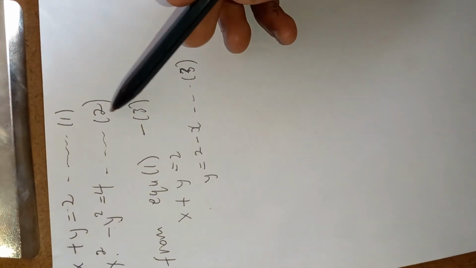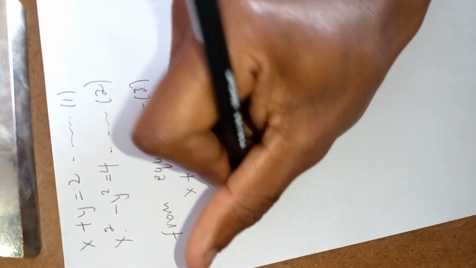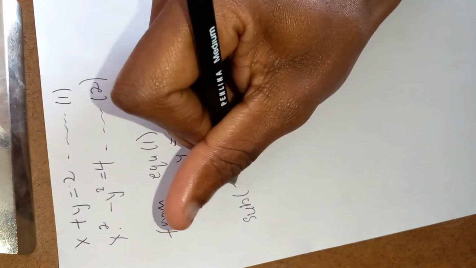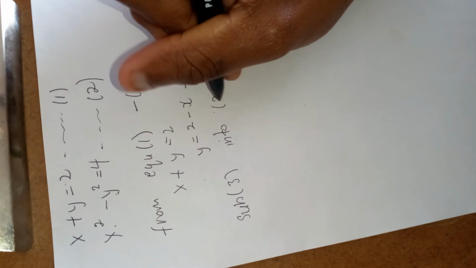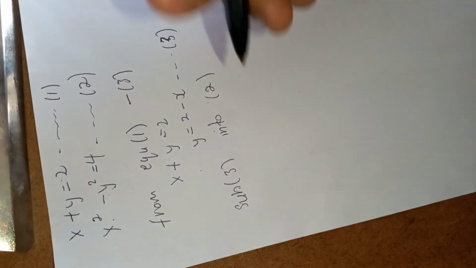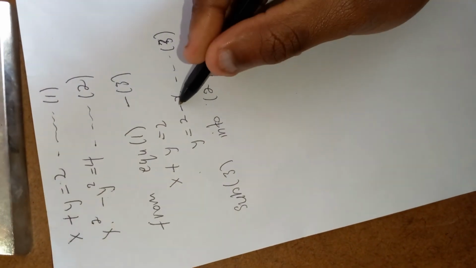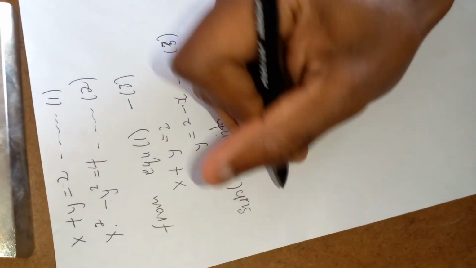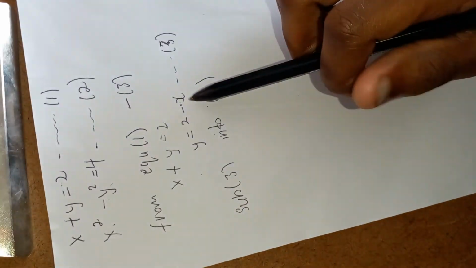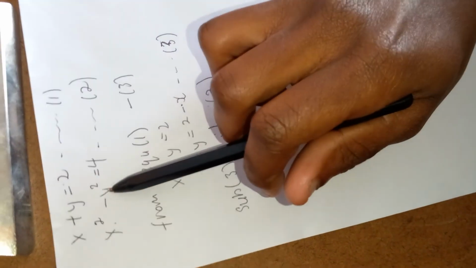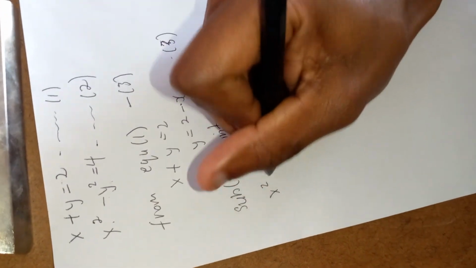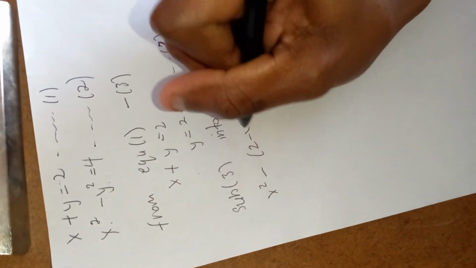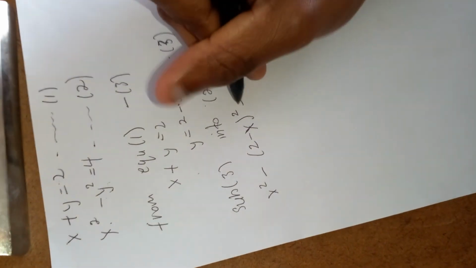Which one is the equation we didn't use? It is equation 2. We never used equation 2. So you substitute equation 3 into equation 2. Where we see our y, we put 2 minus x. So it's going to be x squared minus (2 minus x) squared is equal to 4.